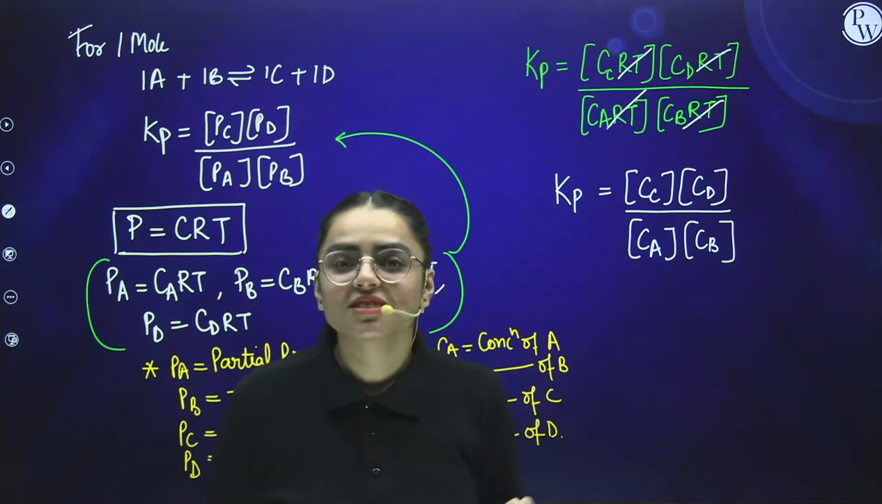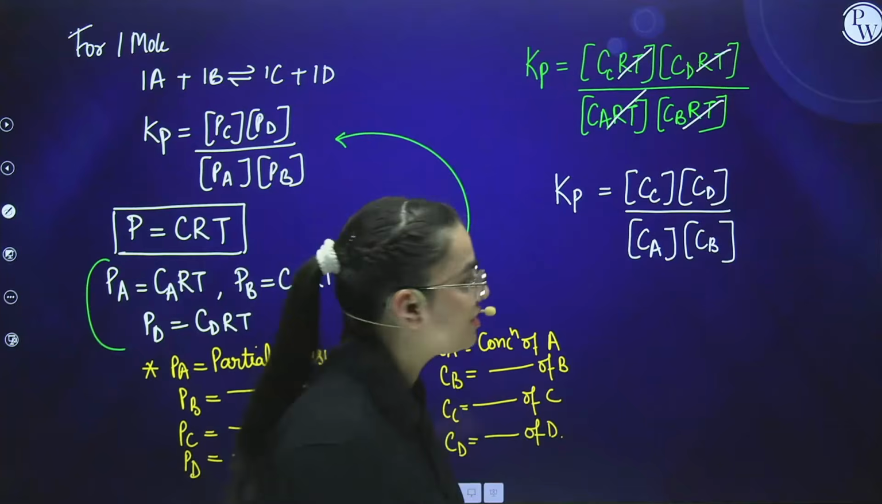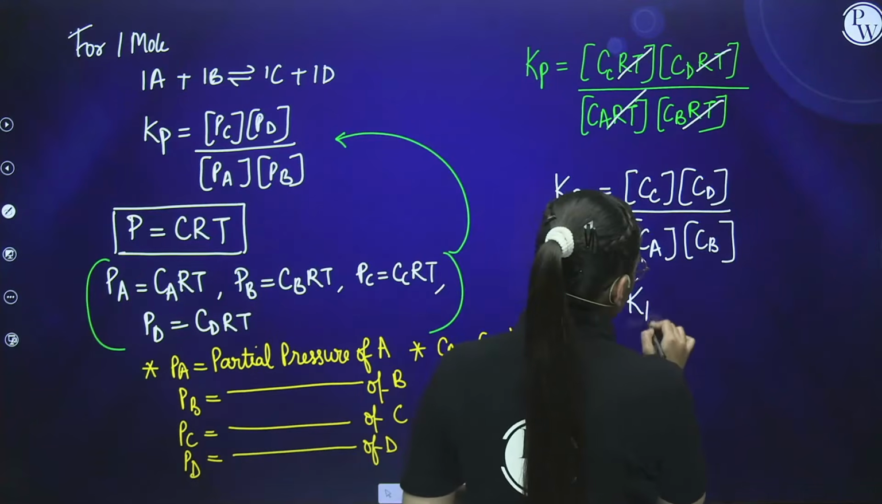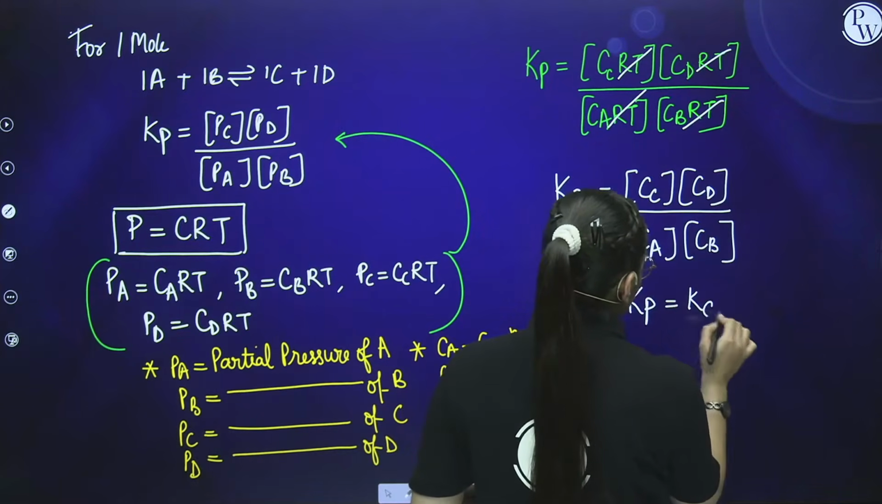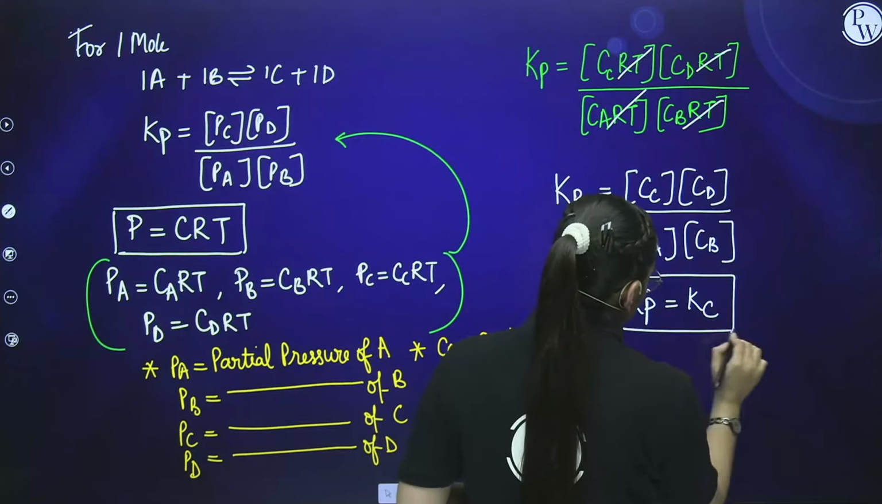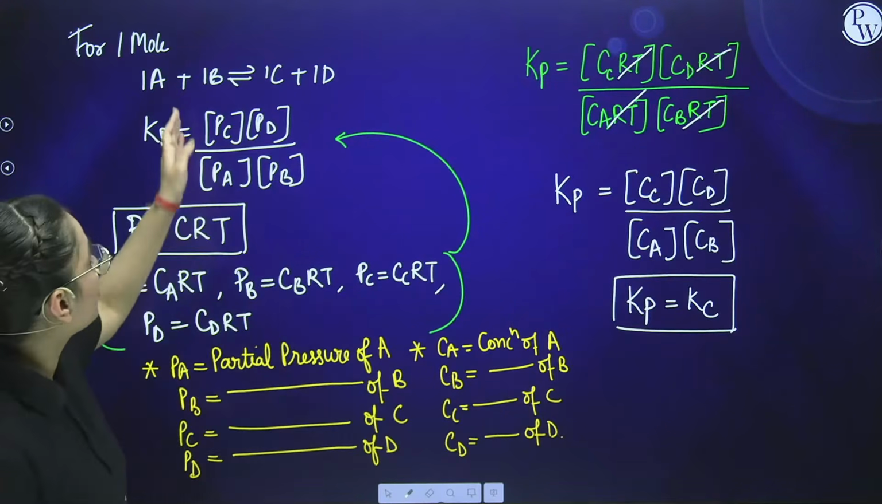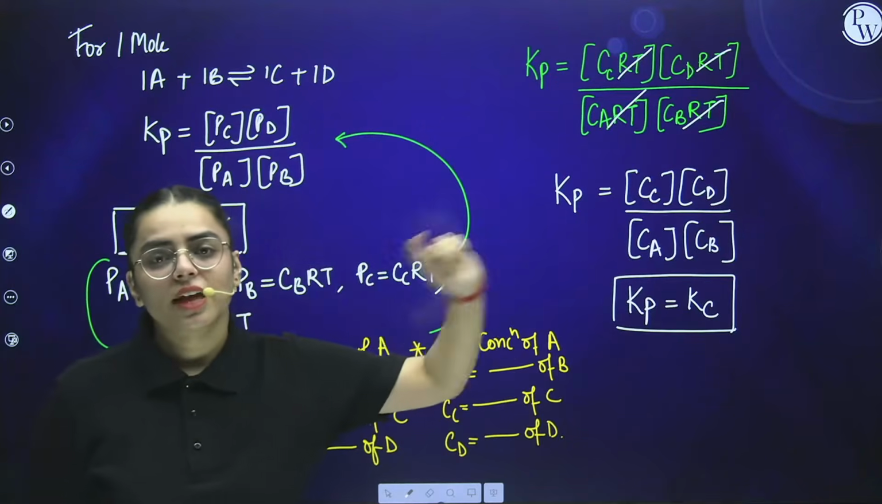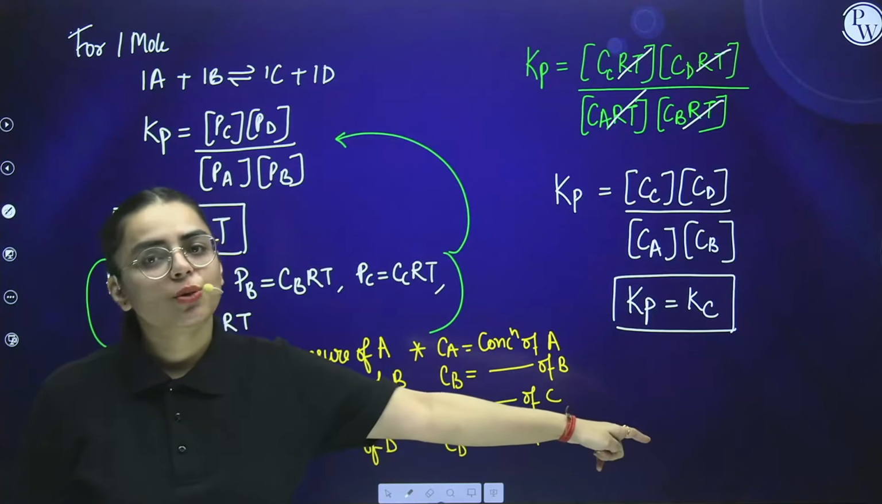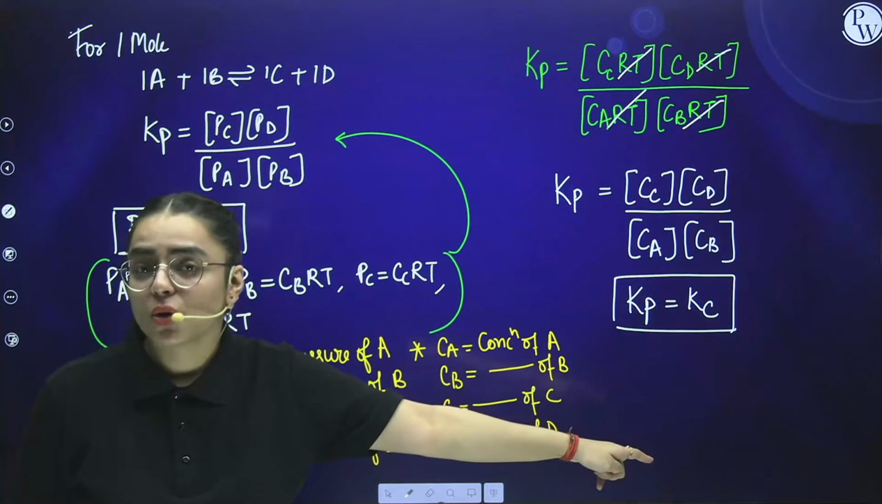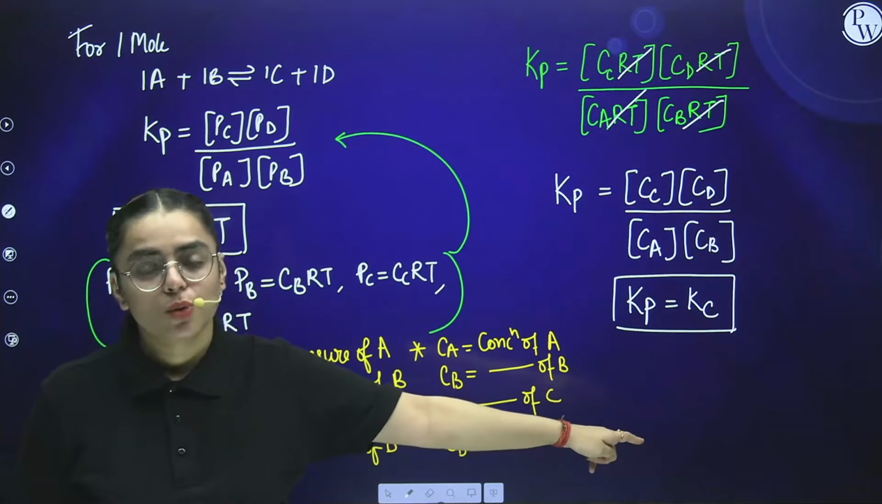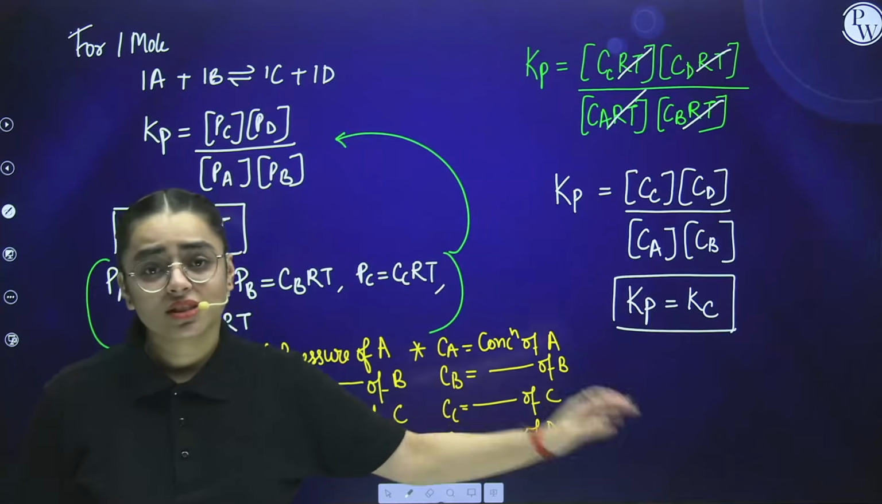Now CC into CD divided by CA into CB. What is this? This is KC. This is the KC formula. So we can replace it. Now here Kp is equivalent to Kc. For which case? When the stoichiometry you took as 1. When this stoichiometry you took is 1, then you are going to get Kp equivalent to Kc, when the stoichiometry is 1, when you are taking 1 mole. Is it clear to you?